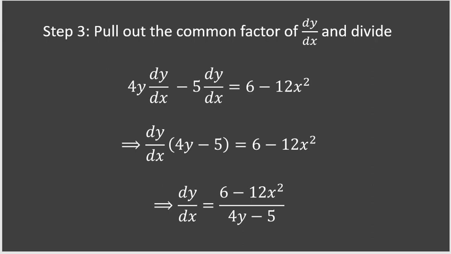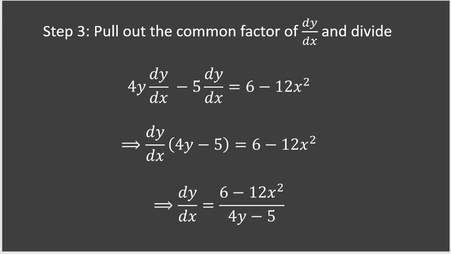So this is where we left off from step 2, our first line here. You can see that I pulled the dy over dx out of both of those terms, leaving me dy over dx times the quantity 4y minus 5 equals 6 minus 12x squared. And then lastly, divide both sides by that 4y minus 5 just to get the dy over dx all by itself. And that is how we solve for dy over dx.